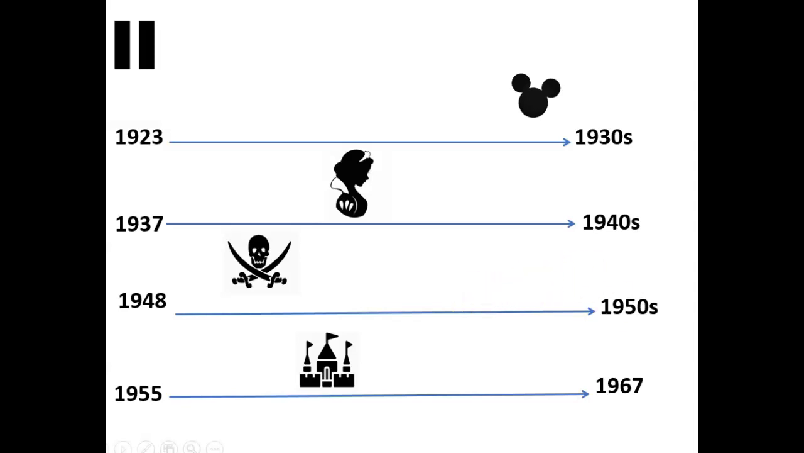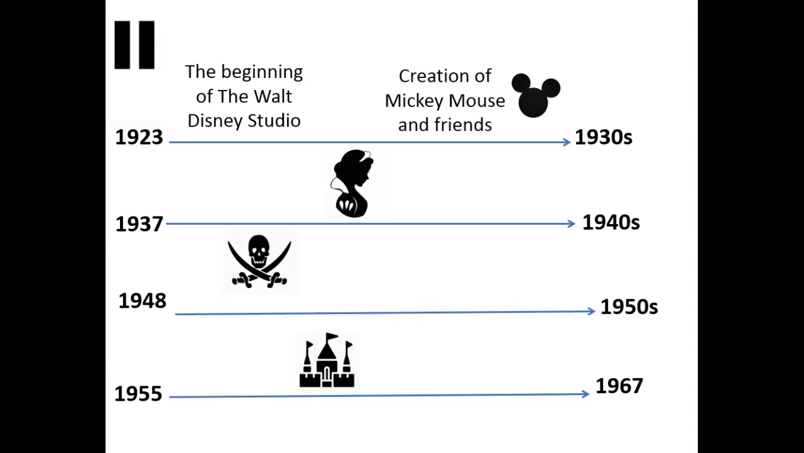Okay, so in 1923, Disney first begins as a small cartoon studio owned by brothers Walt Disney and Roy Disney. Over time that evolves to become the Walt Disney Studio, and by 1928 we have the creation of Mickey Mouse and that very short cartoon that's very well known, Steamboat Willie. And by the 1930s we've got the creation of Mickey Mouse's friends such as Pluto, Donald Duck, Goofy.